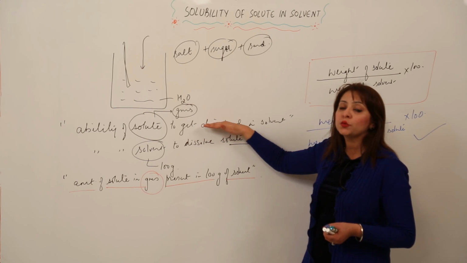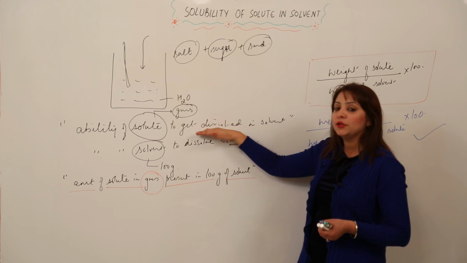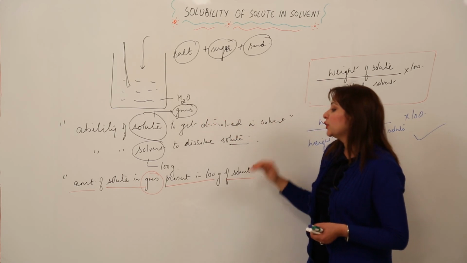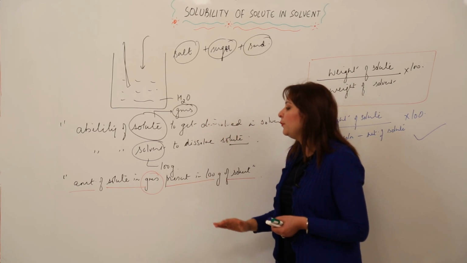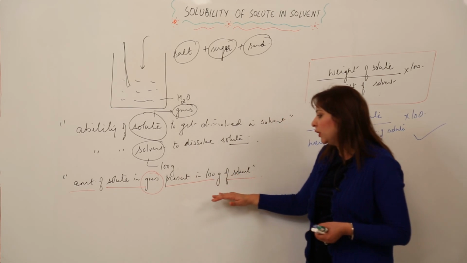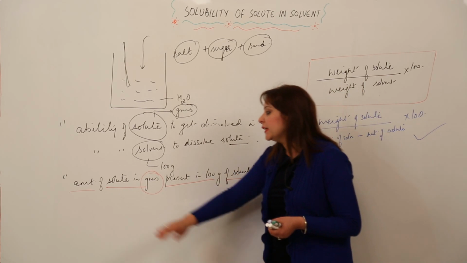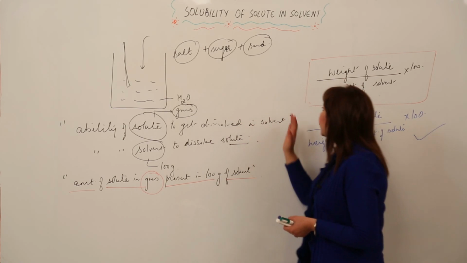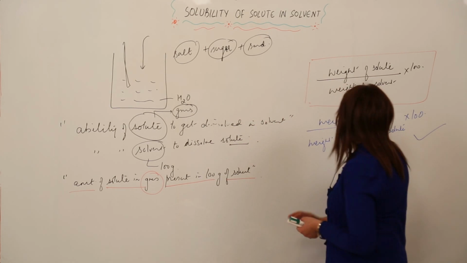You have to mention the word dissolved, because when we talk about the solubility, the solute should get dissolved in it, right. So for a uniform result, we have fixed the mass of the solvent as 100 grams. So we can say it is the amount of solute in grams present in 100 grams of the solvent. This is how we calculate the solubility.